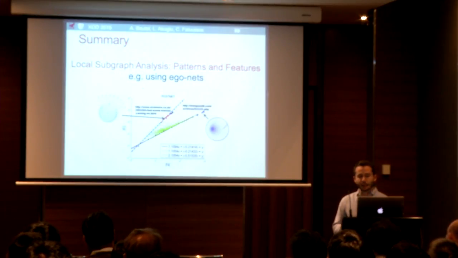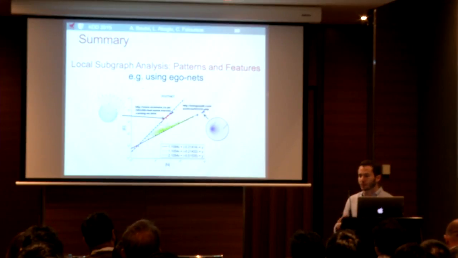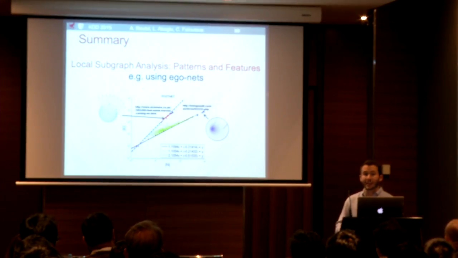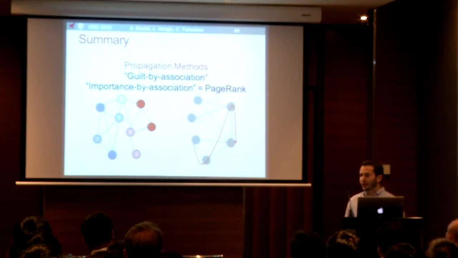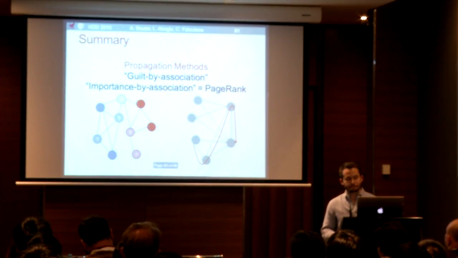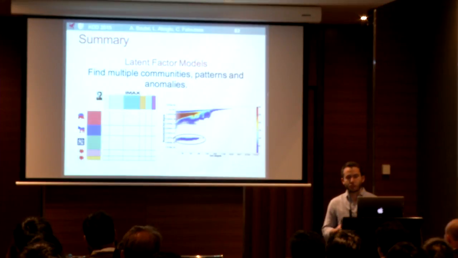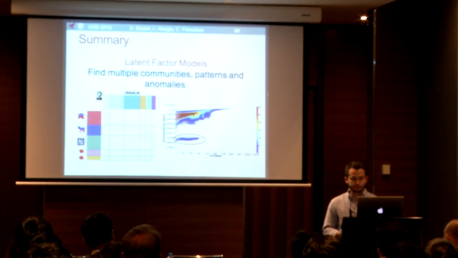So the three high-level topics, again: local subgraph analysis captured general patterns among local groups of the graph, modeling them and finding anomalies within those subgraphs. Propagation methods used guilt by association, importance by association, like PageRank, to find these patterns. And ultimately, as you build up from single communities to multiple communities, we looked at understanding the patterns and the anomalies within them and amongst each other and relative to each other.